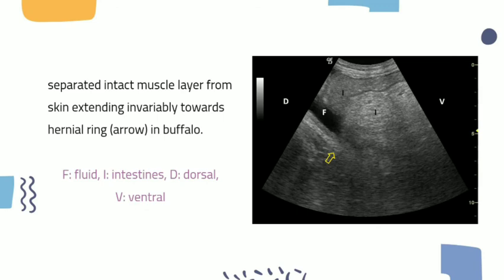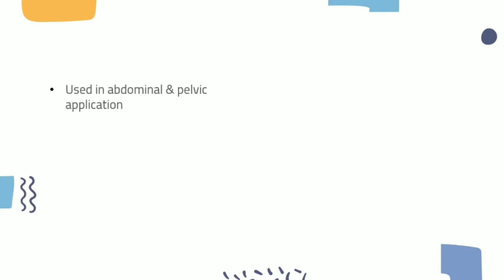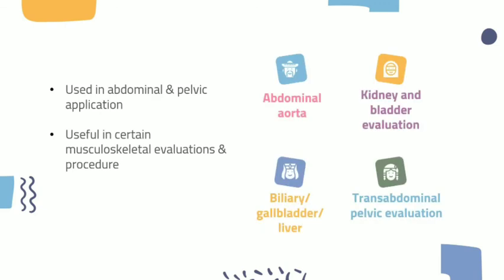This is an example image of ultrasound imaging of a buffalo using a curvilinear probe. We usually use a curvilinear probe for abdominal and pelvic applications. It is also useful in certain musculoskeletal evaluations and procedures.